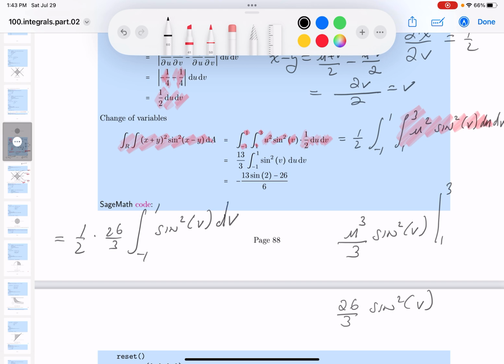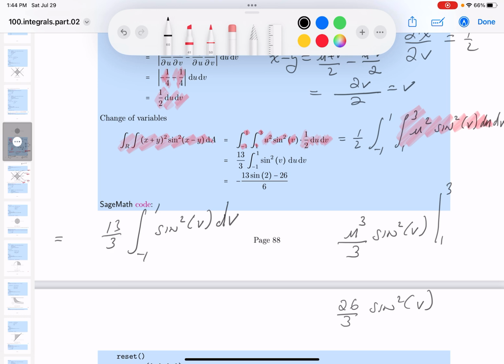All right, before I do that, I want to make a simplification. 2 goes into 2 once, into 26 13 times. So I get 13 thirds. Let me erase this over here and write that down. Okay, so what do I got to do now?